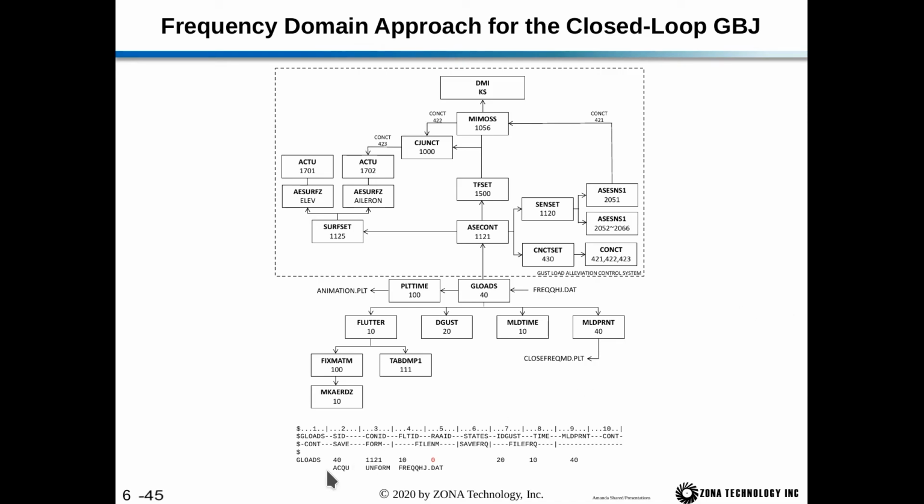And then, since we're doing a frequency domain approach, the RAAID field of the GLoads is 0. And now you can also see we're acquiring the frequency domain Gust because we saved that in the open loop analysis. But that part hasn't changed, so we can now acquire that for a faster analysis.